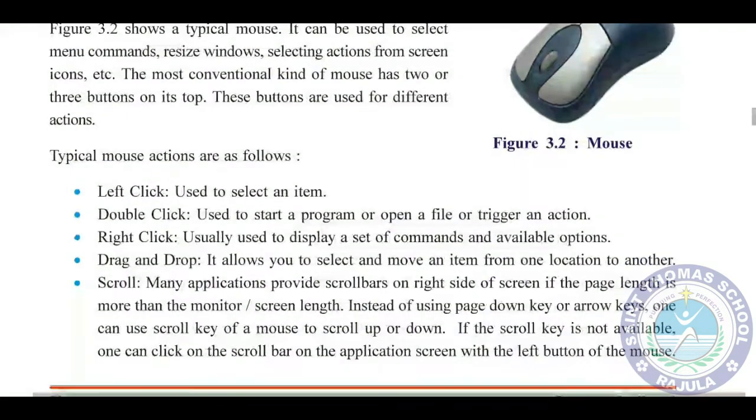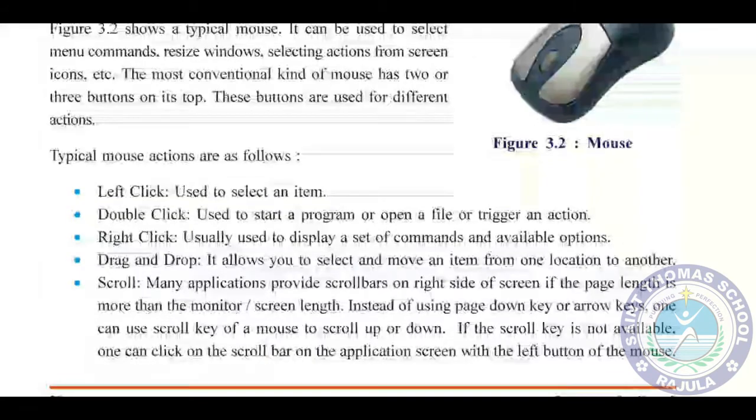Next is the scroll. Many times, many applications provide scroll bars on the right side of the screen if the page length is more than the monitor screen length. Means if your monitor screen is not sufficient to show the whole page at a time, then on the right-hand side it will show you the scroll bar. So instead of using the page down key or arrow keys, you can use the scroll key of a mouse to scroll up or down.